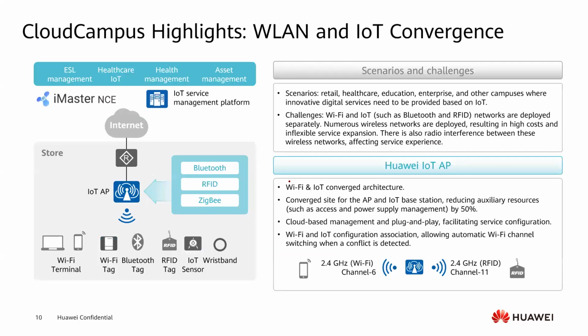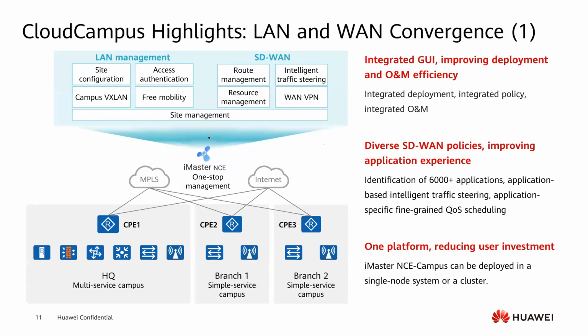And also, Huawei APs can integrate the IoT module to provide the function of the IoT station, just like this, and implement Wi-Fi and IoT convergence, as well as simplified management. Also, we can use only one platform to do the LAN site configuration and also the WAN site configuration.